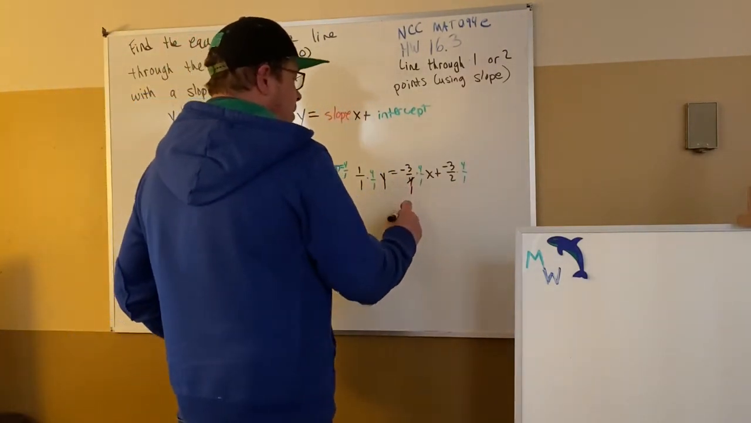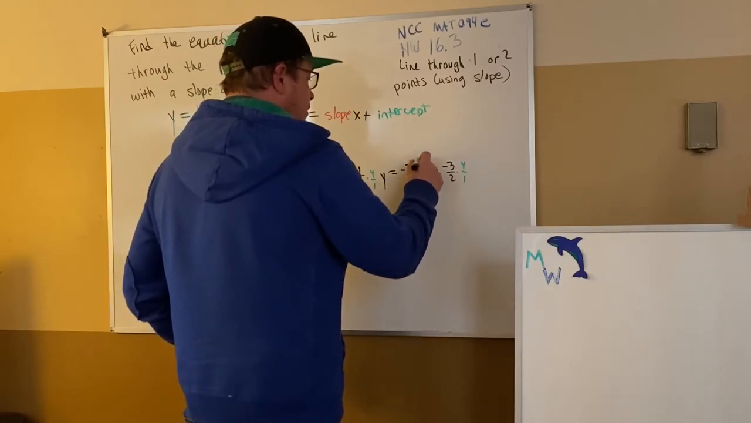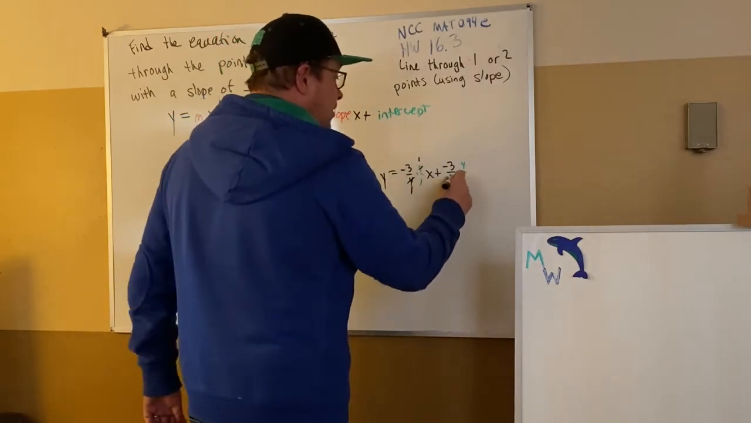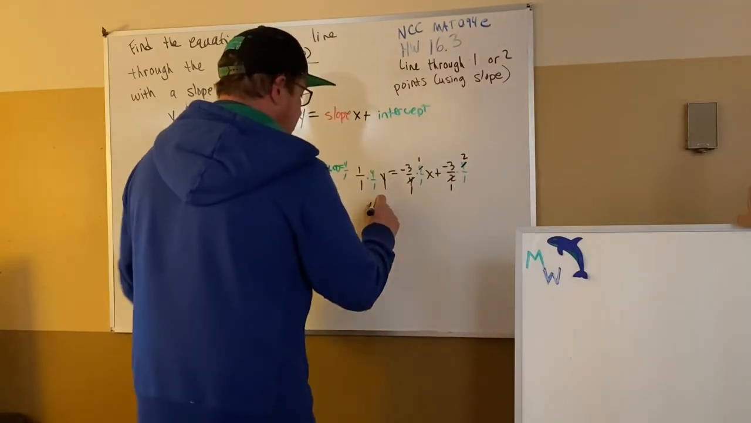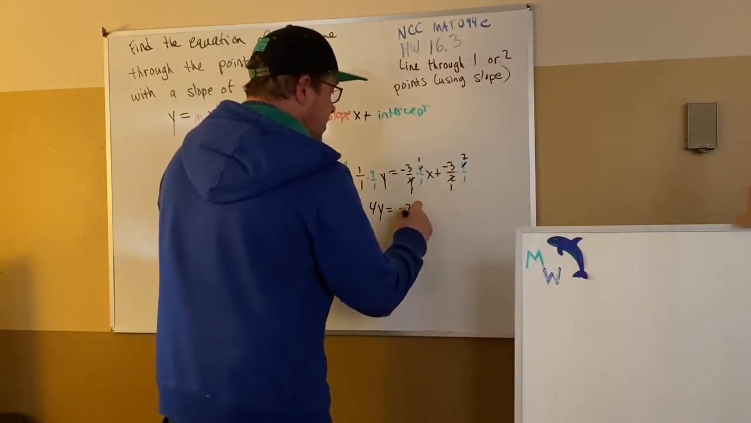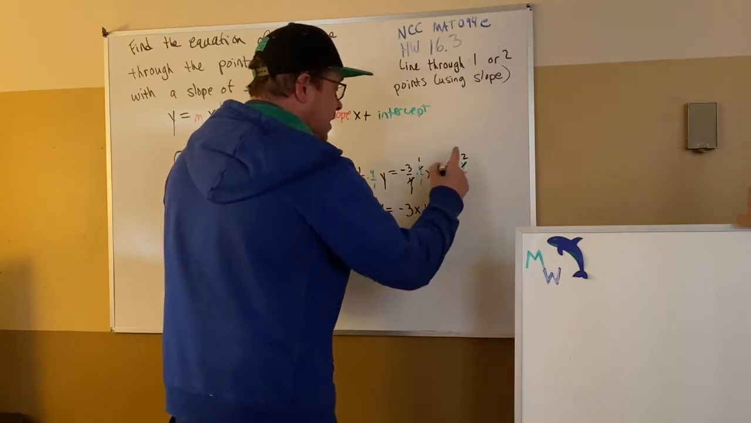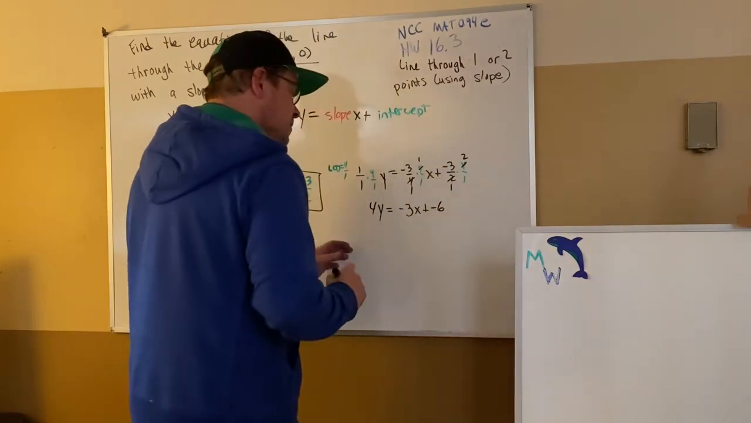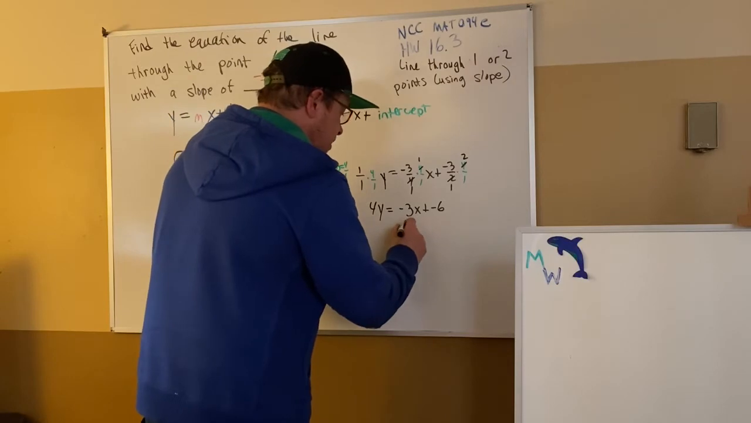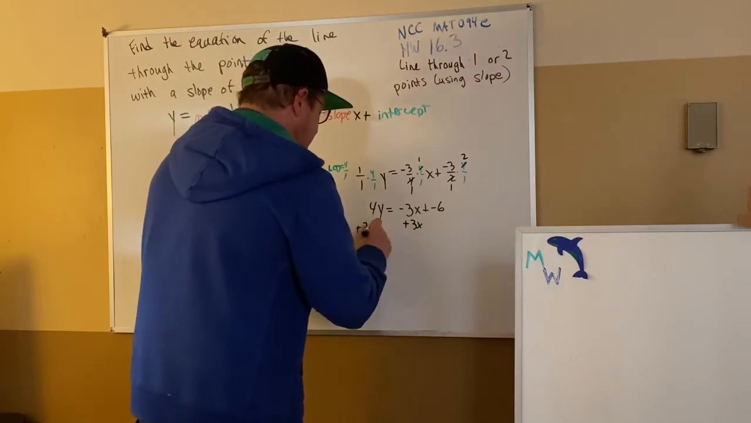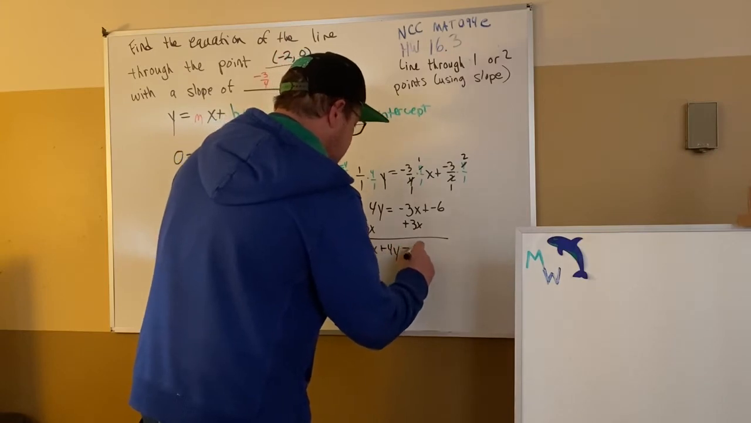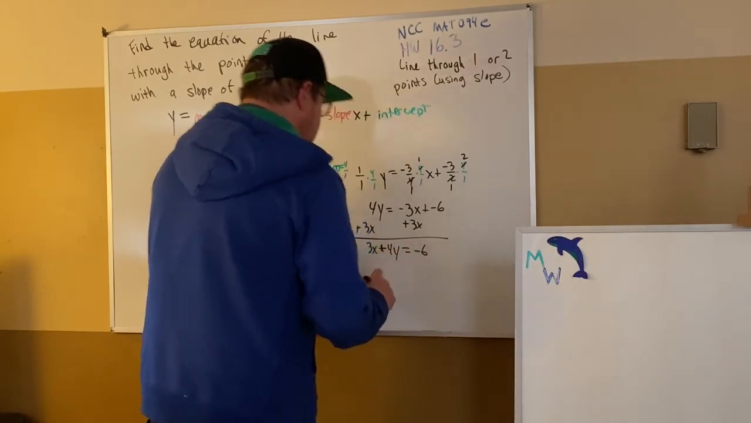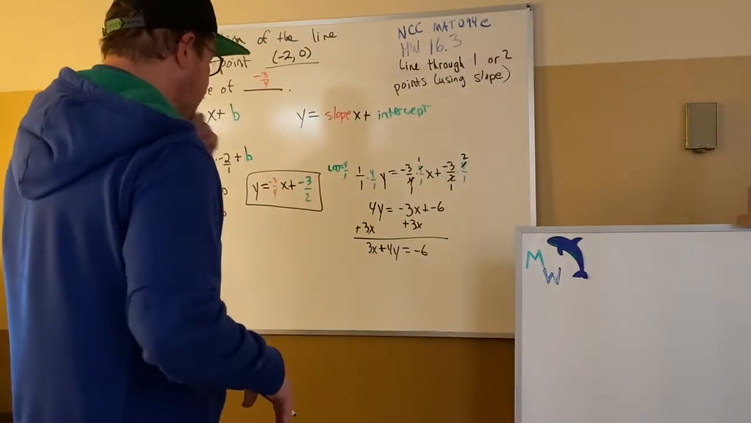Black 4 divided by 4 is 1. Green 4 divided by 4 is 1. Black 2 divided by 2 is 1. Green 4 divided by 2 is 2. We get 4y equals negative 3 times 1 with an x plus negative 3 times a 2 for negative 6. I'm going to add the 3x to both sides to get what I need for ax plus by equals c form. 3x plus 4y is equal to negative 6, and that should still be holding all the same points as what I found over here.